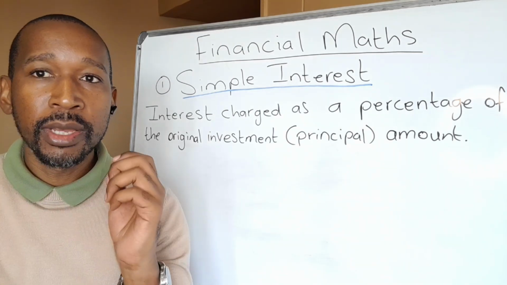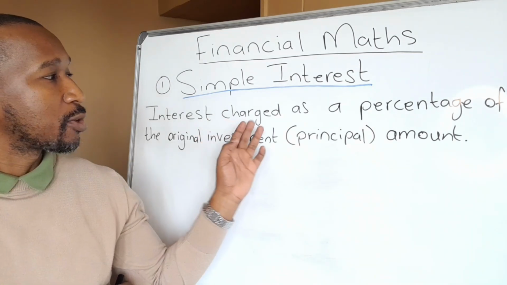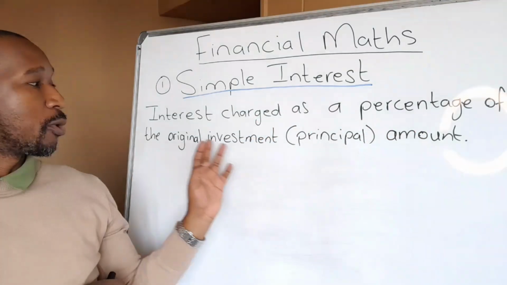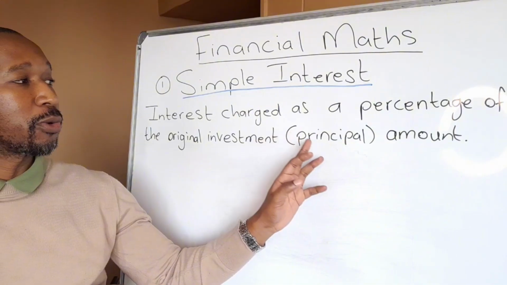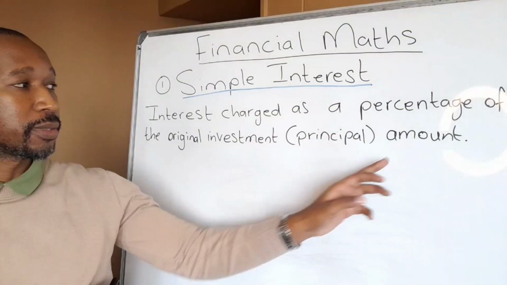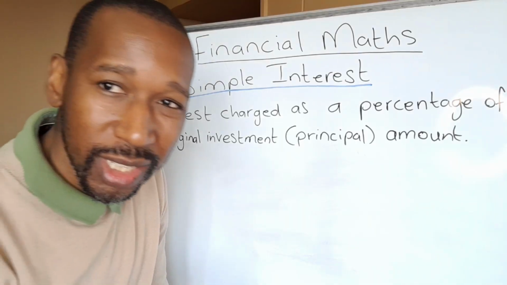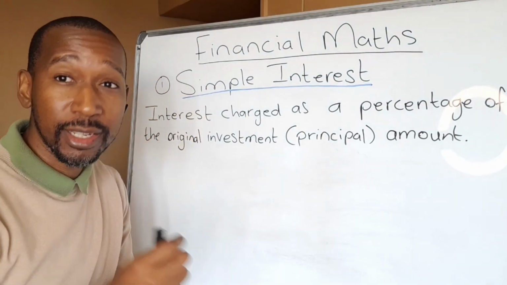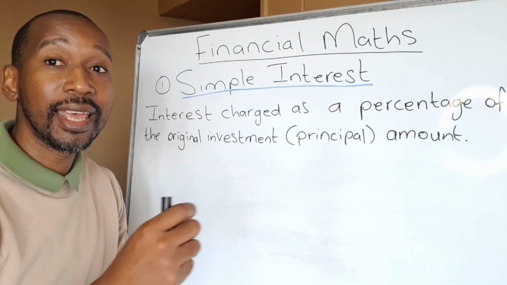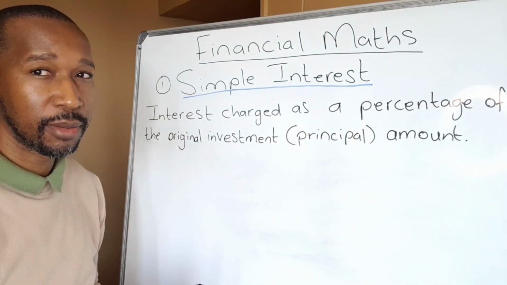Let's look into it. Now, simple interest is going to be charged as a percentage of the original investment, or what we call the principal amount. This is going to be applied to each and every year. So the amount that they earn is going to remain the same each and every year. So let's look at an example for that.